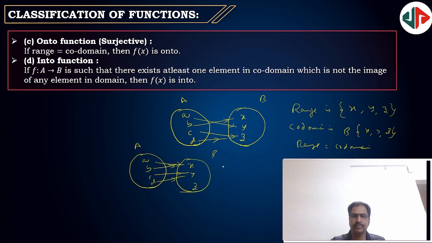If you look at this example, what is the range here? Set of all images, only X and Y, because Z is not image of any element of A. What is codomain? X, Y, Z. Both are not equal, so it is not onto. Any function which is not onto is said to be an into function.